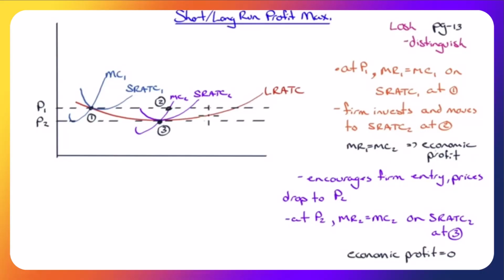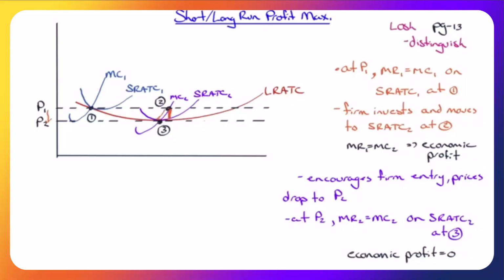We have economic profit. Economic profit equal to this distance over here, all the way down to the point where we hit the short run average total cost curve. Well, what's this going to do? We've already seen that in the short run, that's going to encourage firms to enter the industry. That's going to put downward pressure on prices. Prices will move down this way, P1 to P2, until we come to point 3. So at P2, marginal revenue 2 equals marginal cost 2 on short run average total cost curve 2 at point 3. Economic profit is 0.